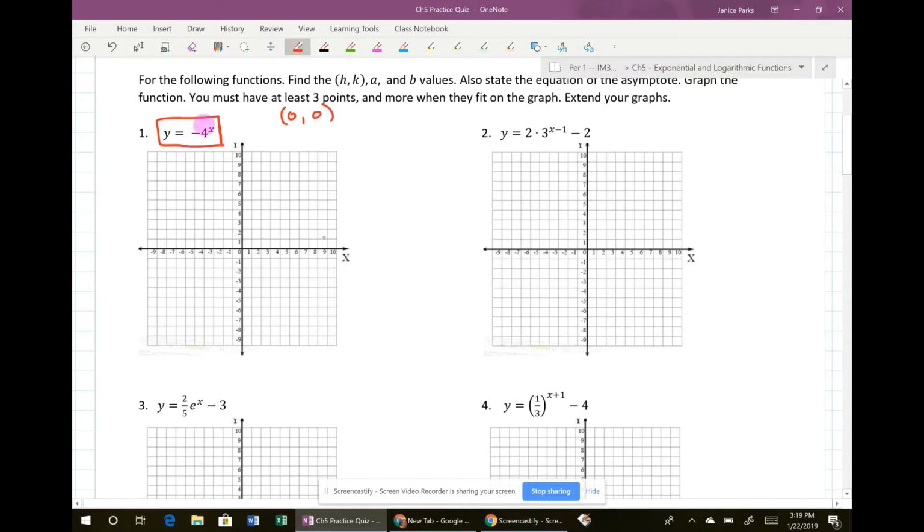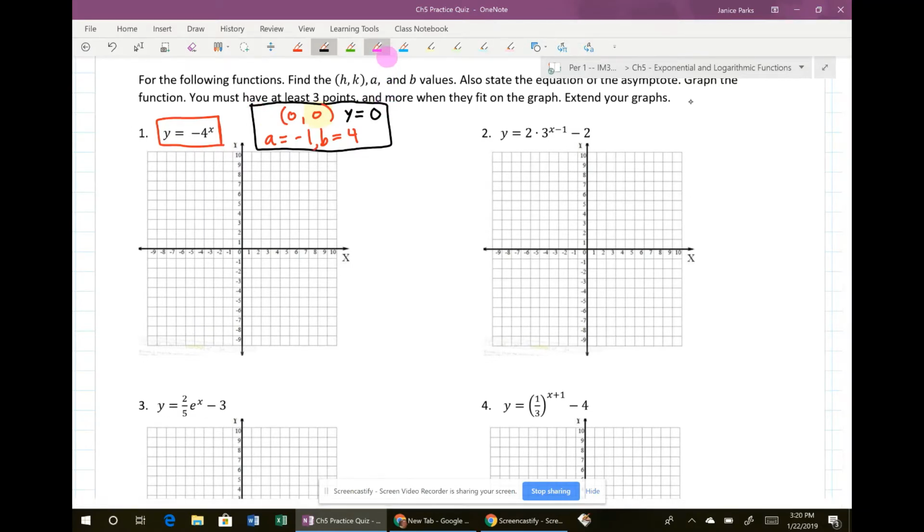Then you have the A value. The A value is the number in front of the number with the exponent attached to it. So the exponent number is B, that's 4. And the A value is -1. The last thing you have to find is the asymptote. And the asymptote is always going to be the y for exponential functions equal to that number, which is the k value. So y is equal to 0 is the asymptote.